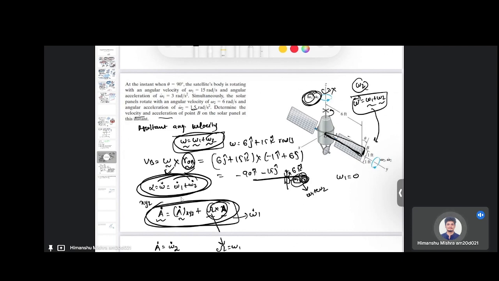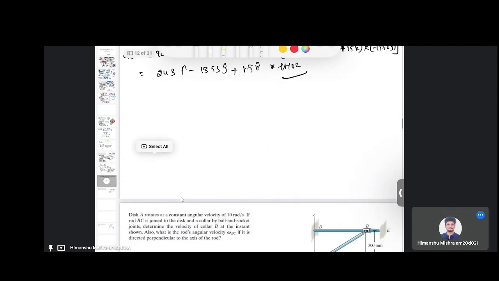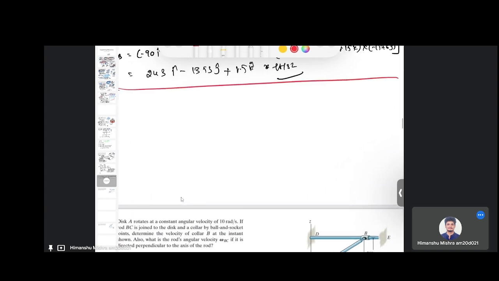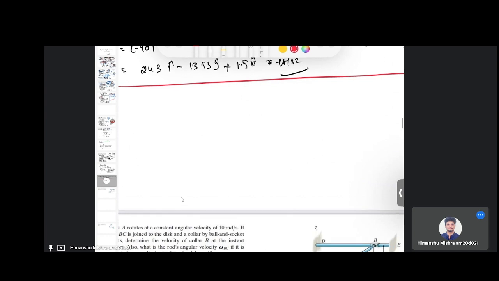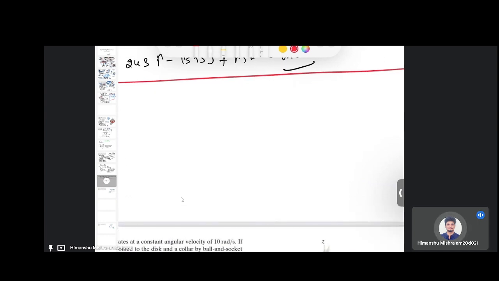So let's move to the new concept. Now we will solve the problem where we have given the fixed frame as well as the translating or moving frame.